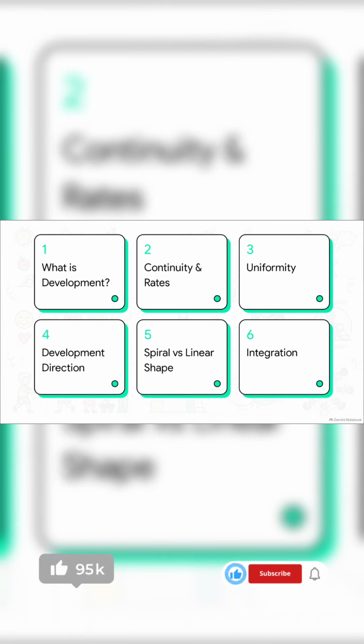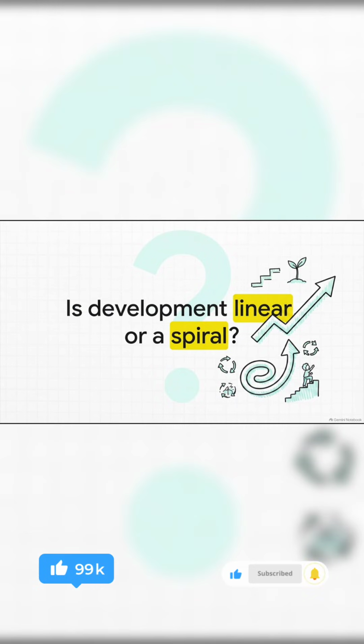Okay, let's dive right into our roadmap for today. We'll start with what is development, then hit continuity and individual rates, uniformity and predictability, direction, specifically cephalocaudal and proximodistal, followed by the shape of development, and finally, integration for teachers. But right before we get into the heavy definitions, I want you to just think about something for a second. Does development happen in a perfectly straight line, shooting constantly upward? Or is it a spiral? Just keep that in the back of your mind. By the end of this explainer, you're going to know the answer for sure, and you'll know exactly how to confidently tackle that concept on test day.